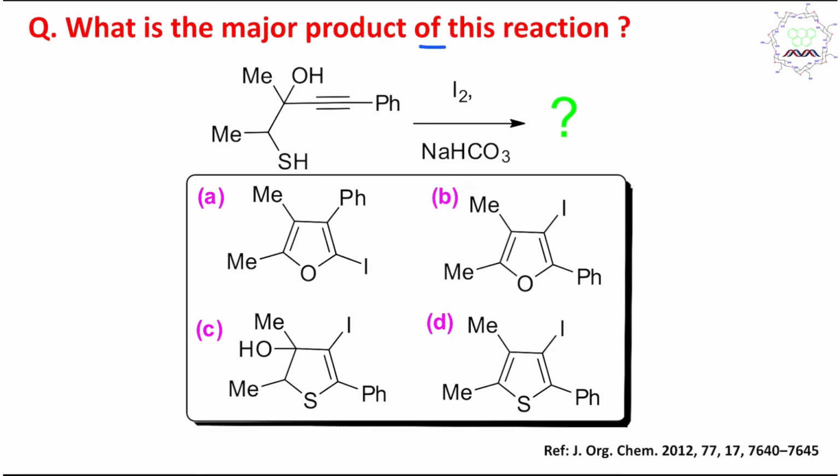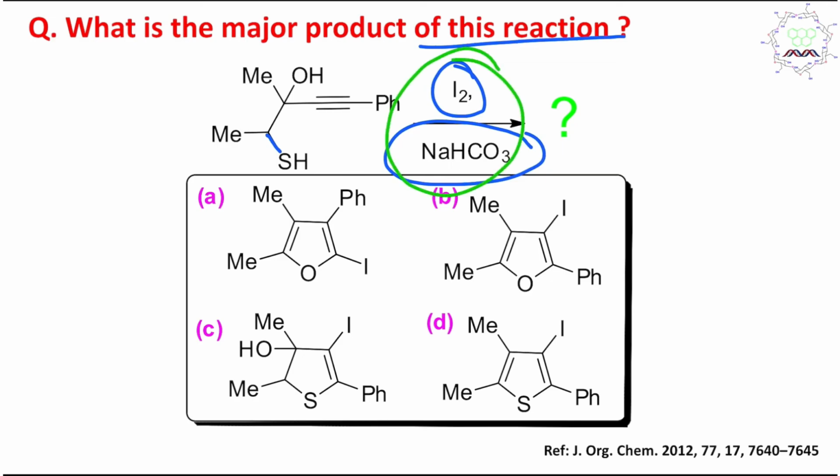What is the major product of this reaction? So this is actually a propargyl alcohol derivative attached to this thiol. Reaction with iodine and sodium bicarbonate. By the way, student, this condition is similar to iodolactonization reaction condition, but it is not.